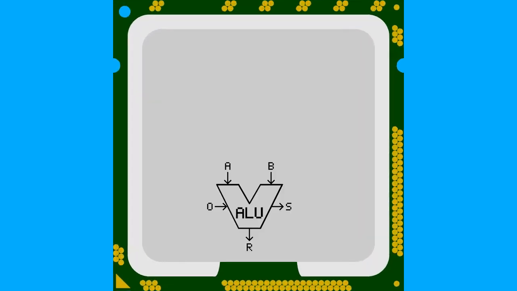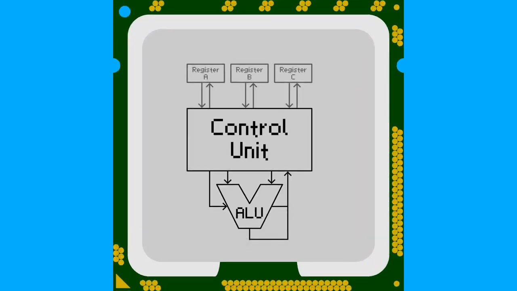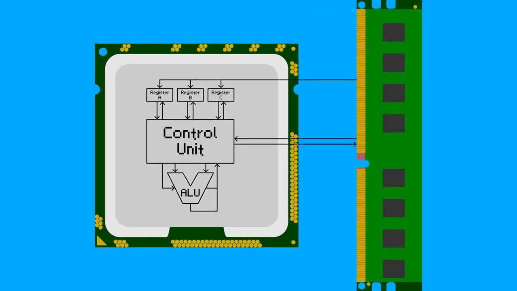We need to connect our ALU to a control unit, give it a few registers to save interim results, and lastly we need to connect it to RAM. The control unit receives our commands and then decides what our ALU or RAM has to do.